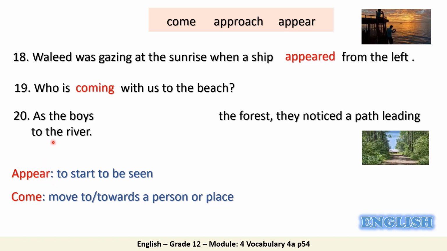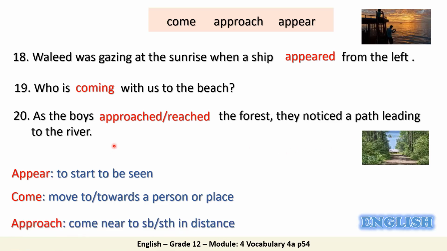Number 20, as the boys approached or reached the forest, they noticed a path. This is a path leading to a river over there. The verb approach means to come nearer to somebody or a place. To come nearer to somebody or a place in distance.